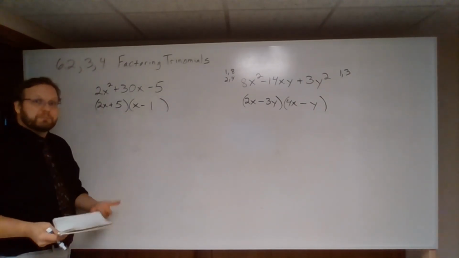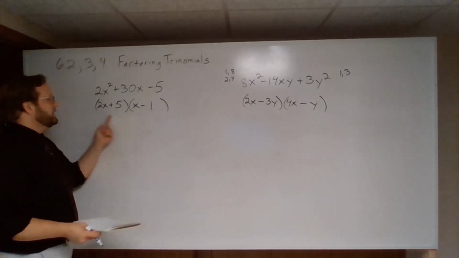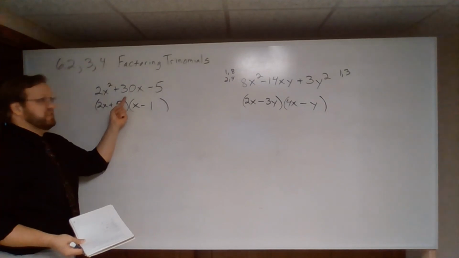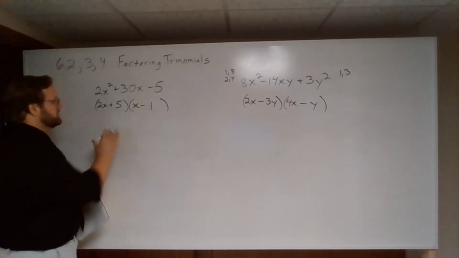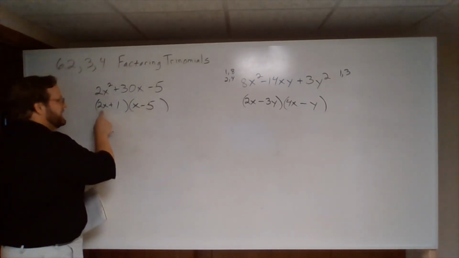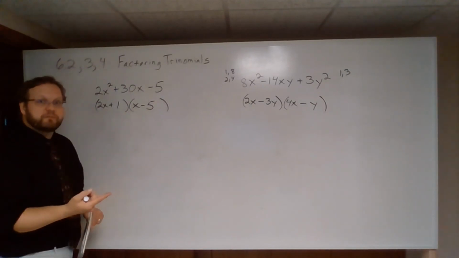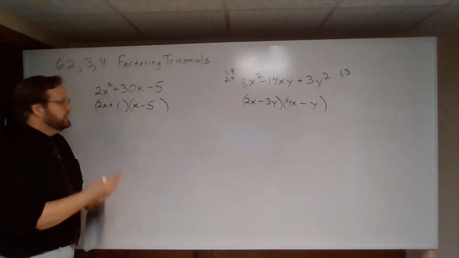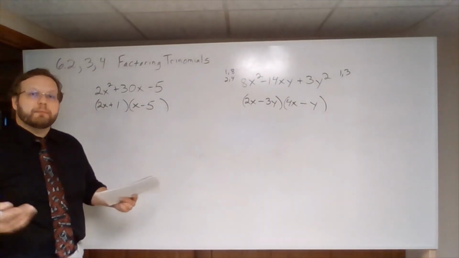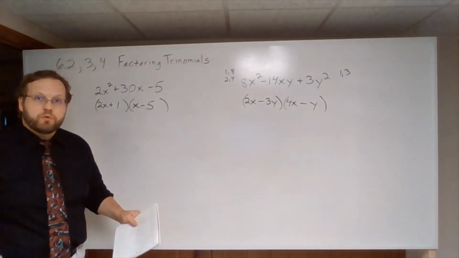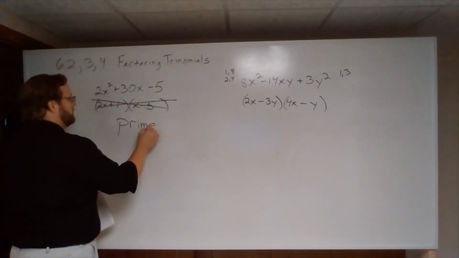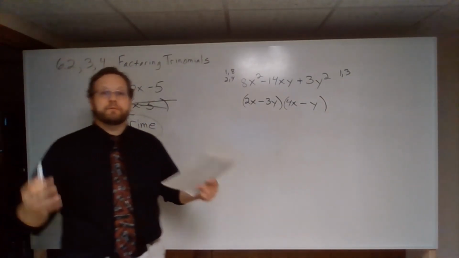Okay, now I got to make sure I lined them up correctly though. So I've got negative 2x plus 5x. Negative 2 plus 5 is 3, not 30. Okay, if that didn't work, let's try another combination. Let's try 1 and 5. We've got negative 10x plus 1x. That's negative 9x. No good. What else can we do? There's nothing. We tried every possible combination, and guess what? None of them worked. If that's the case, we say prime. We can't factor that.